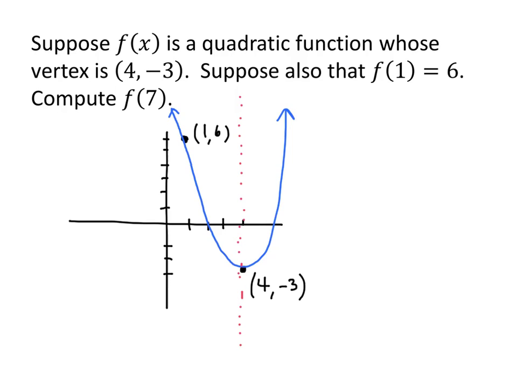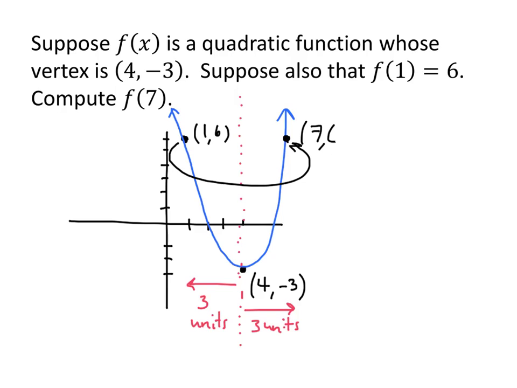So how does that help us figure out what f of 7 is? Well, it just so happens that the number 1 is 3 units to the left of the number 4, and that the number 7 is 3 units to the right of the number 4. So that means by symmetry, when we rotate this parabola around, the point (1, 6) is going to end up at x equals 7, and the y value is going to stay the same, so that means that it turns out that f of 7 is equal to 6.